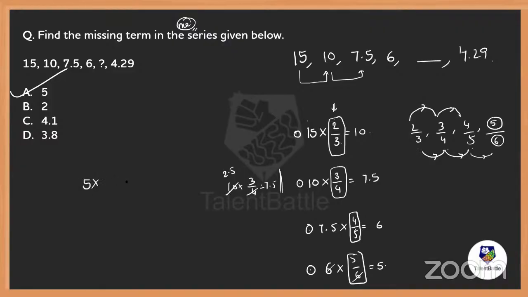5 into what should give me 4.29? Everybody, you tell me. 5 into what? 5 into 6 by 7. 5 sixes are 30. 30 by 7 means 7 fours are 28, 7 twos are 14, 7 nines are 63. Understood, everybody? Yes or no? So we all got this.